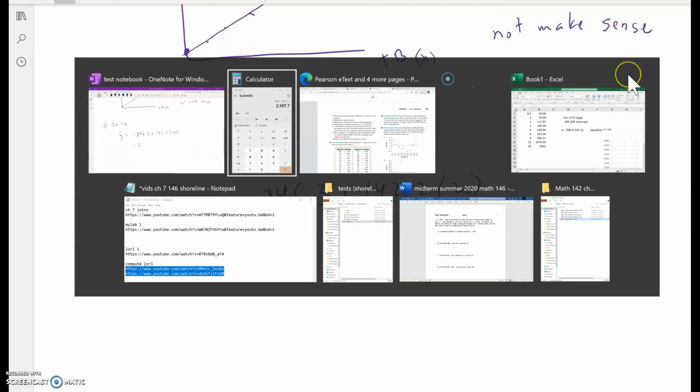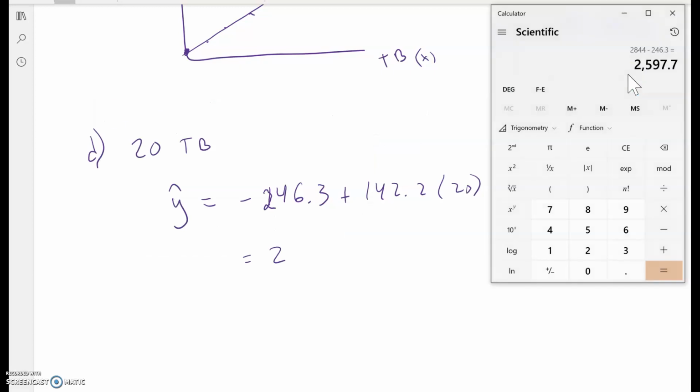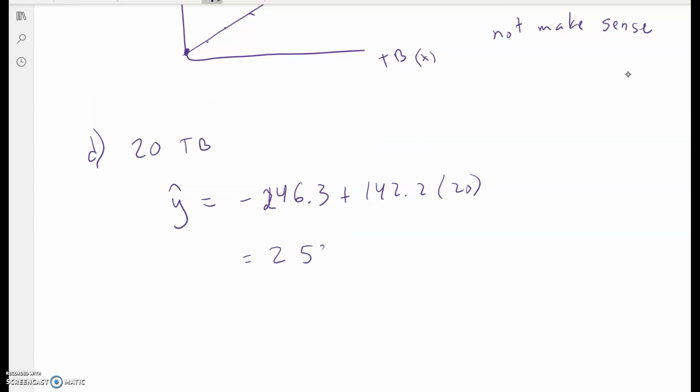2,597.7. Okay, now I rounded these numbers off. The 0.2 was rounded off. The 0.3 was rounded off. And so when you check your answers, you might get slightly different numbers depending on the rounding. So on the MyLab questions, don't round off to like 1 digit in your equation. Keep like 3 or 4 digits in there just to be safe.